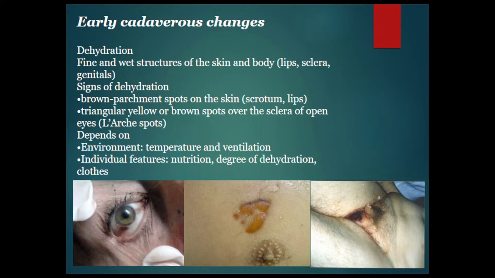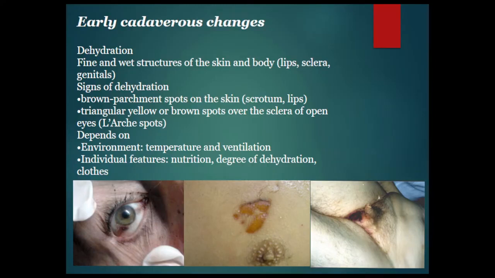Next, early cadaverous changes like dehydration. Dehydration, which takes place due to evaporation of the fluid from the surfaces, is manifested by changing of the surface characteristics. In this slide, you could see some areas of dehydration.